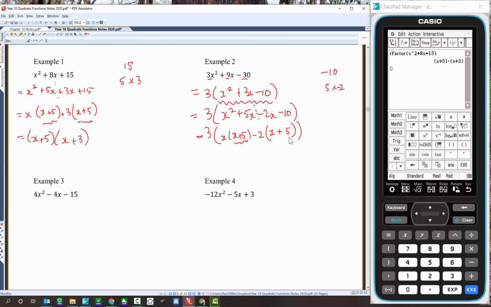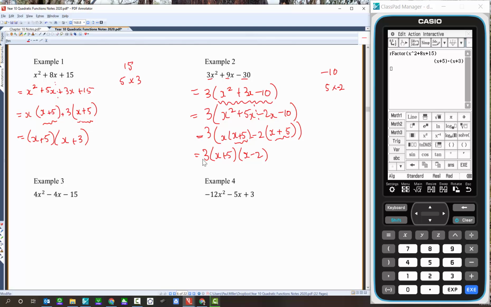Now again, note that if you've done that correctly, you'll get that repeated factor there. So let's go 3, pull out x plus 5. x plus 5 multiplied by what gives me that? It's negative 2, and there's our answer.